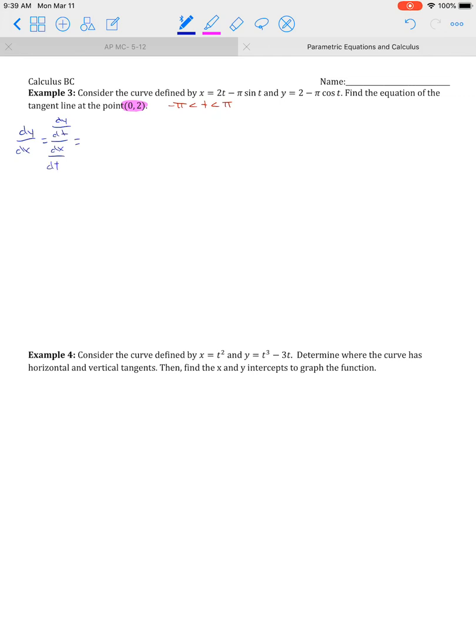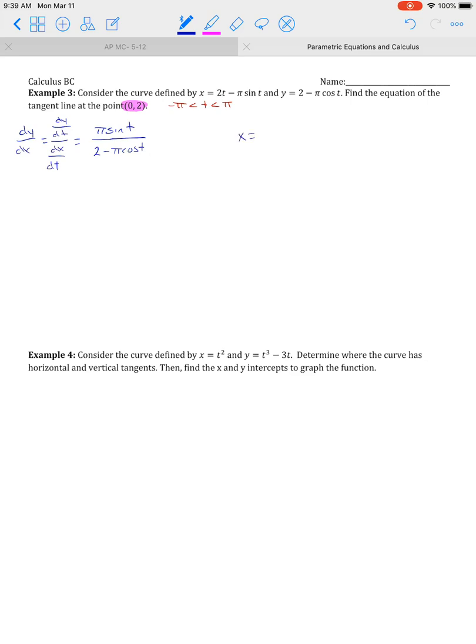Okay, so dy/dt on top, so 2 minus pi cosine t... so that gives me pi sine t over 2 minus pi cosine t. If you need to stop and make sure you check and understand those derivatives, do that. All right, so the problem is I can't plug in 0, 2 to that because 0 is an x value and 2 is a y value, and the only variable in that derivative is t. So what I have to do is work backwards.